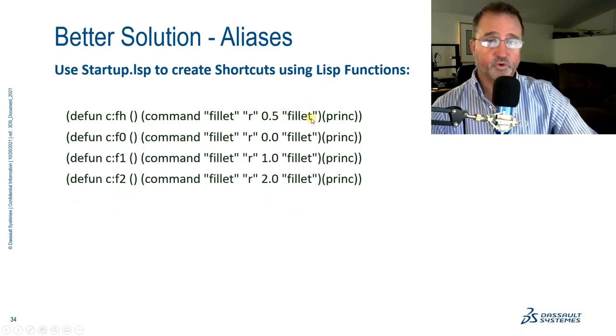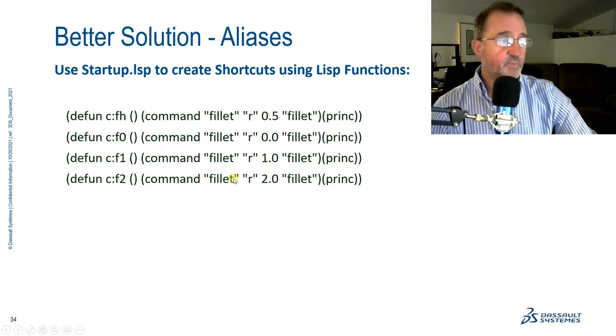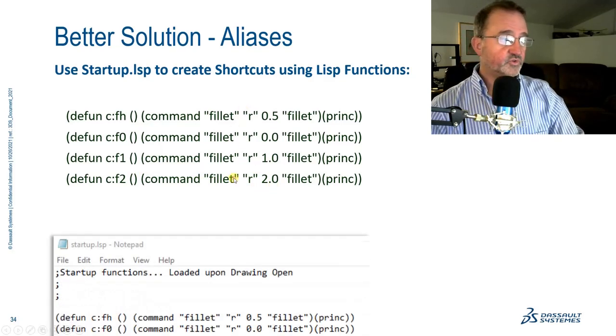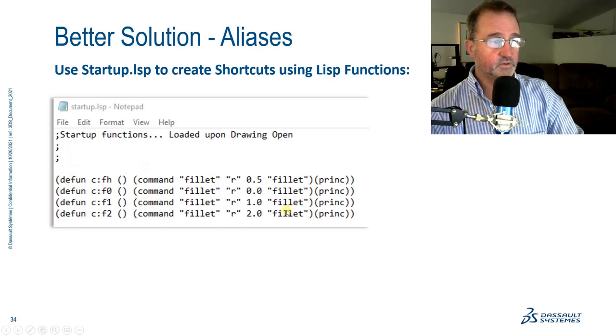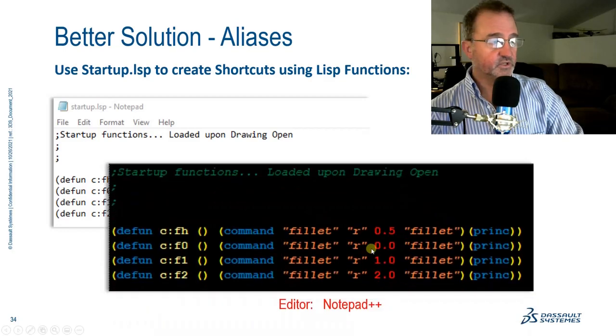What if I want to create more? Well, F0 for 0, F1 for 1, and F2 for 2. Very simple. If I take those and I add them to my startup menu and they look like this, simply again in Notepad, I put them in here. And if I'm using Notepad++, it's just going to look like this. Same sequence, it's just color coded.